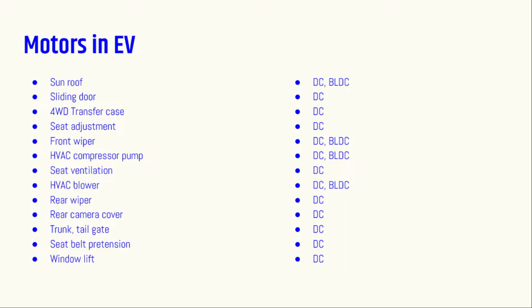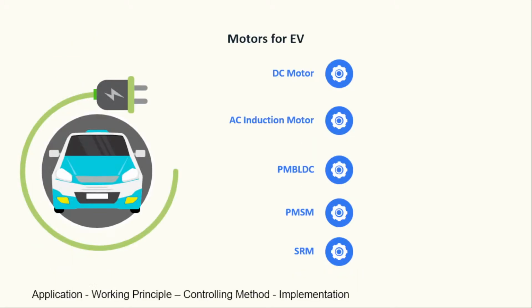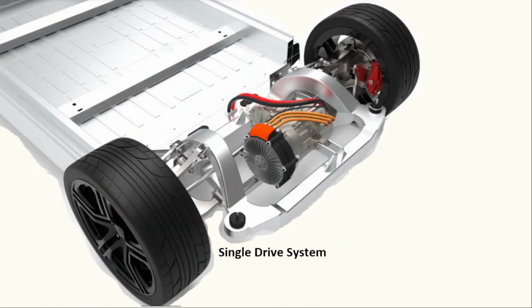So here are the different types of motors in EV. One motor has one specification. Normally we can choose motors for EV from DC motor, induction motor, PMBLDC (permanent magnet brushless DC motor), PMSM, SRM. Based upon our requirement, we can choose the motor.